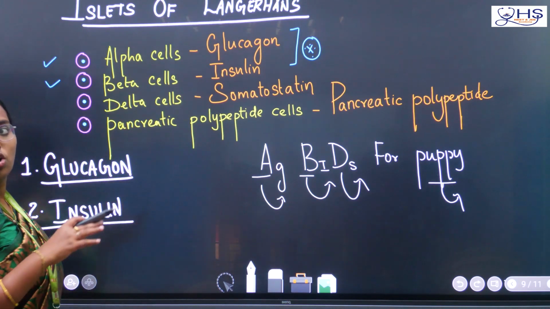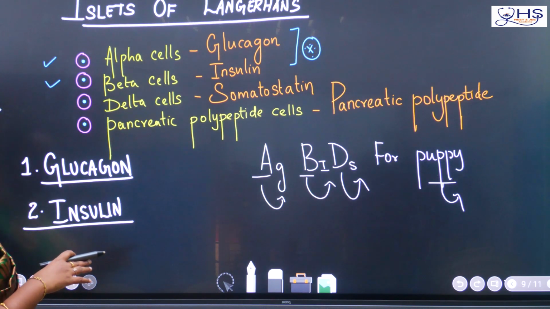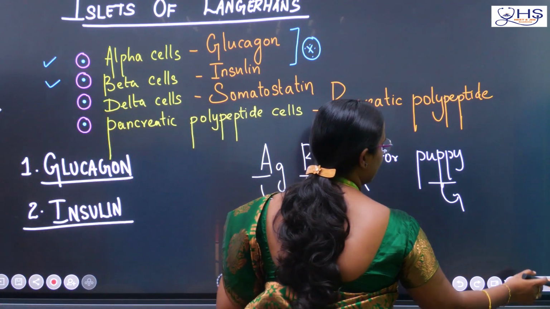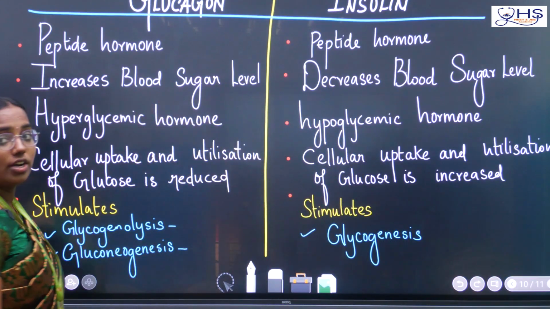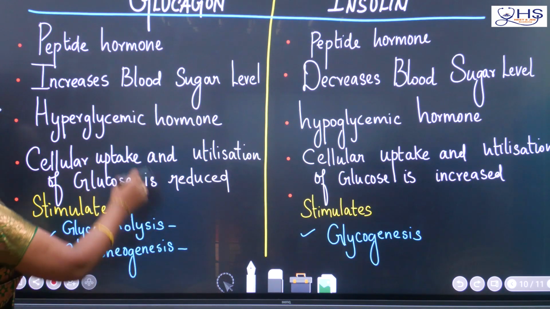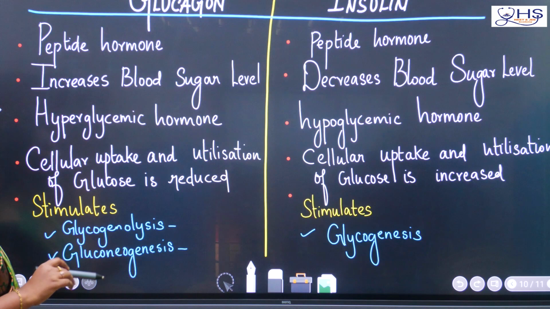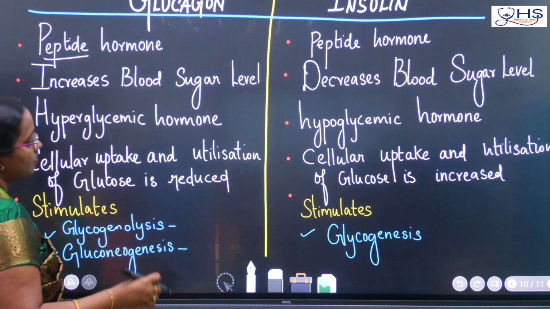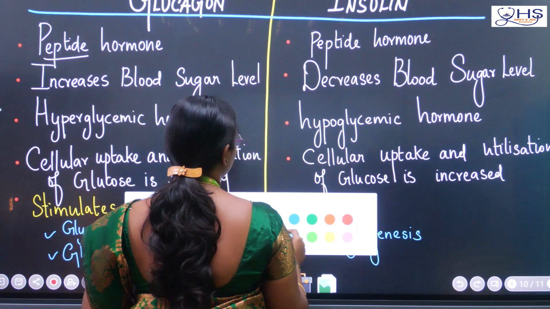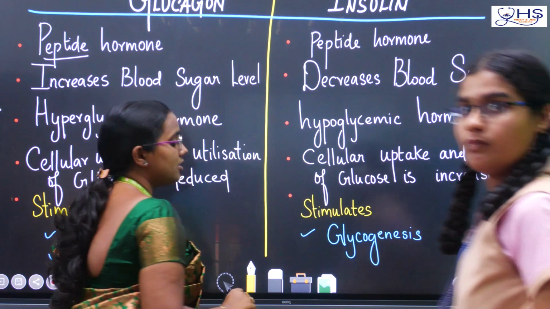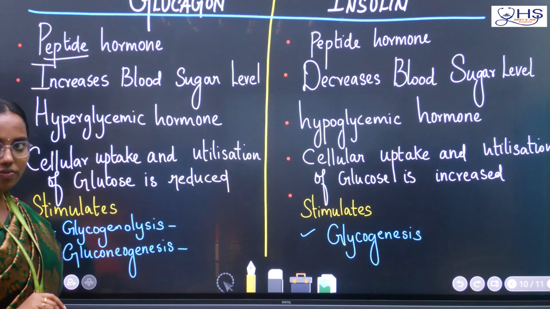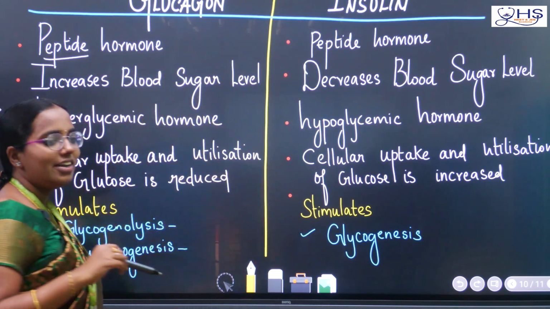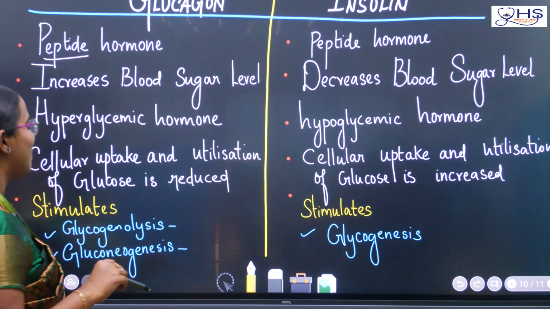Next, the major 2 hormones which are given in the NCERT we are going to discuss: one is glucagon, another one is insulin. First, we'll see the basic differences between glucagon and insulin. Both the hormones are peptide hormones. What is a peptide? Any idea? A peptide is a sequence of amino acids. Both the hormones are peptide hormones.